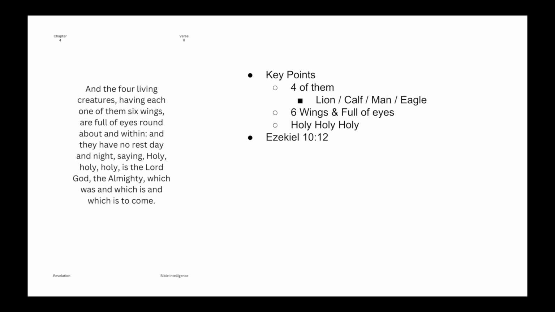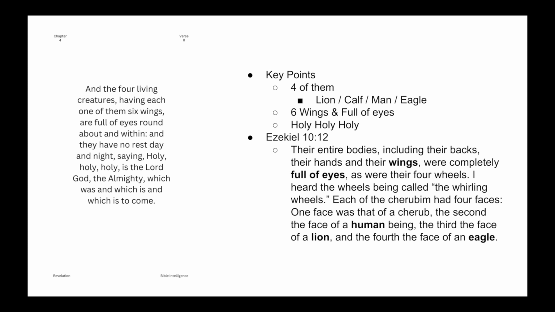Now, coming back to Ezekiel 10:12, we read the following passage. It says, their entire bodies, including their backs, their hands, and their wings, were completely full of eyes, as were their 4 wheels. I heard the wheels being called the whirling wheels. Each of the cherubim had 4 faces. One face was that of a cherub, the second the face of a human being, the third the face of a lion, and the fourth the face of an eagle.